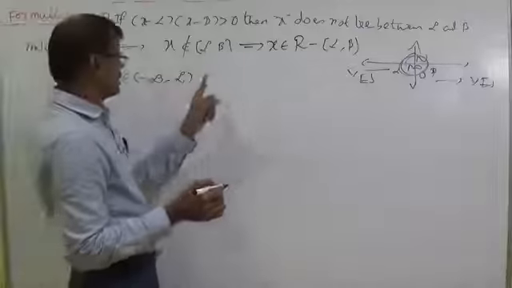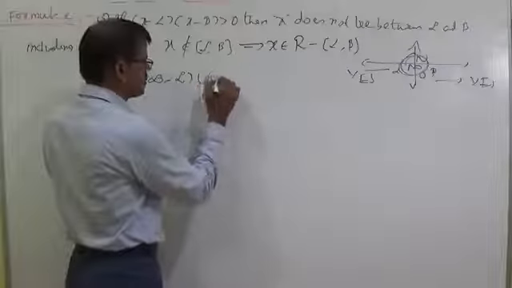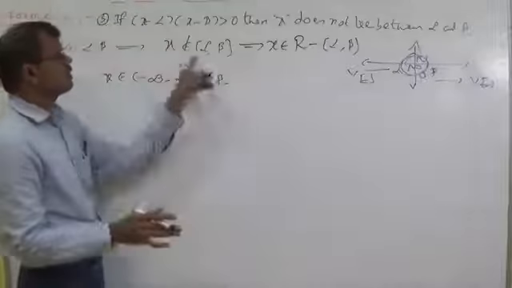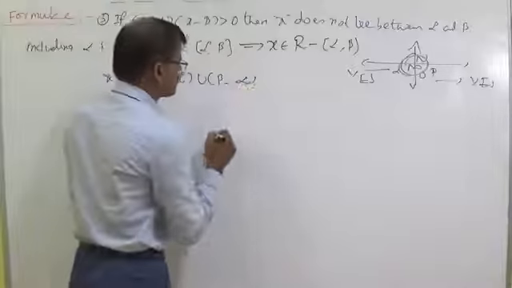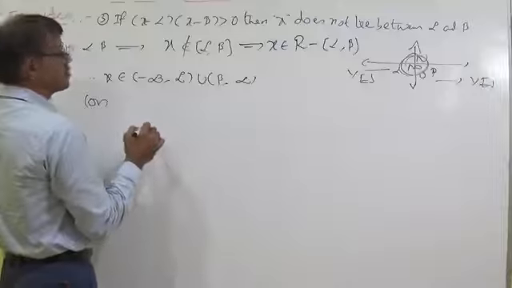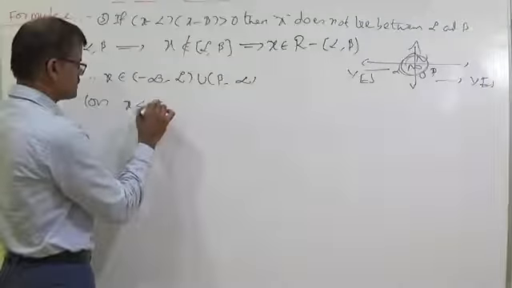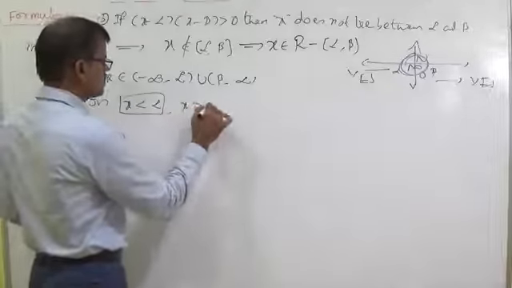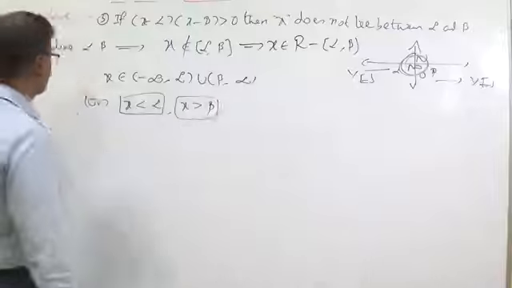So x does not lie between alpha and beta. This is the belonging concept, union. Here beta: the open interval means alpha and beta are not included, because the closed interval's negation means there is no. Here you can write beta comma infinity. Or in another way, you can say x less than alpha, or x greater than beta, the right side of beta and the left side of alpha.